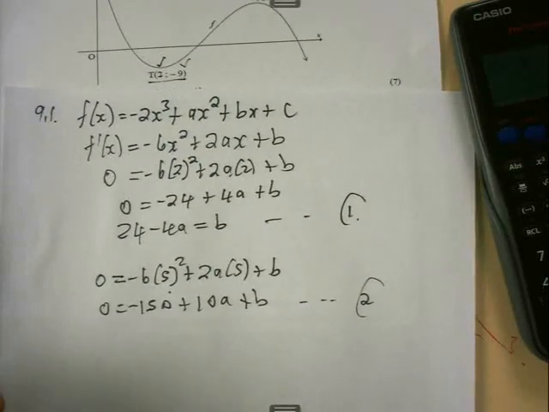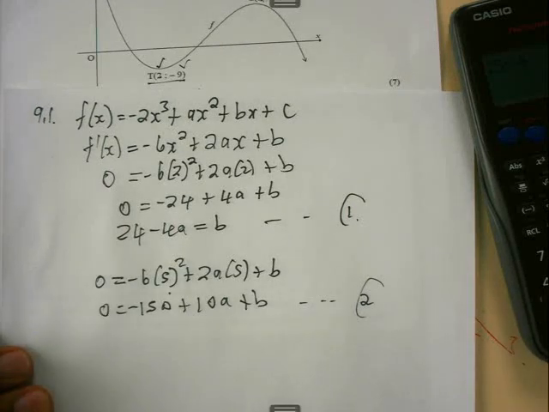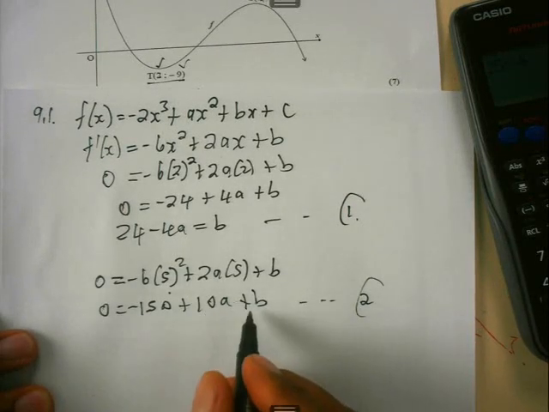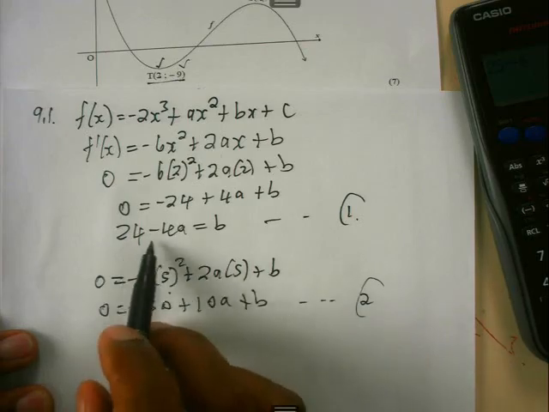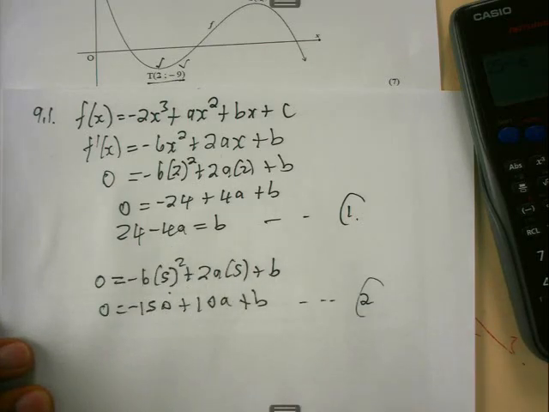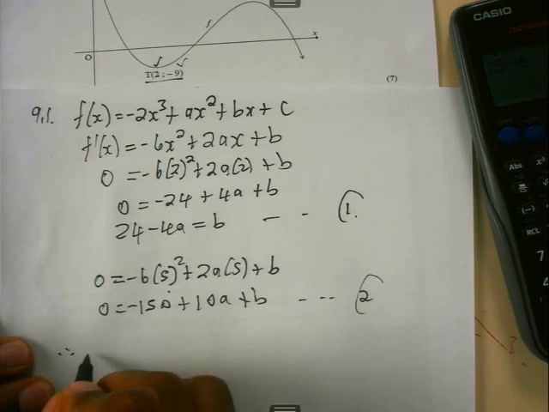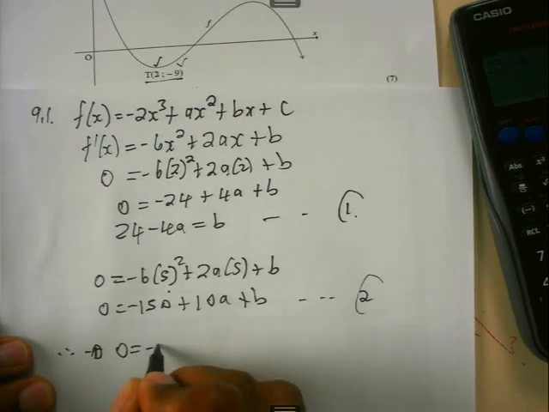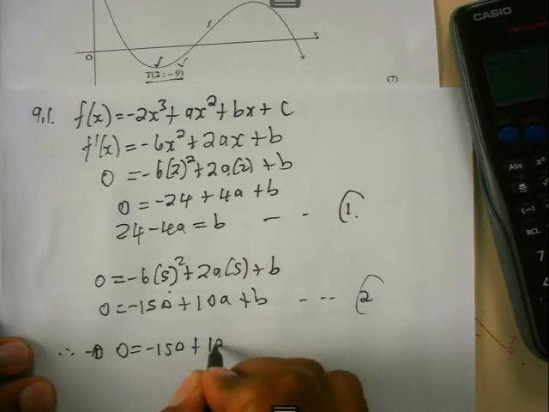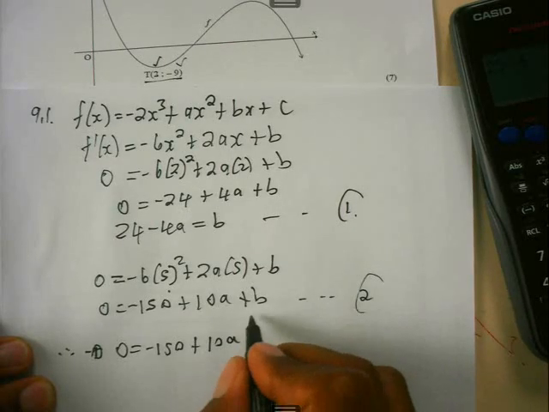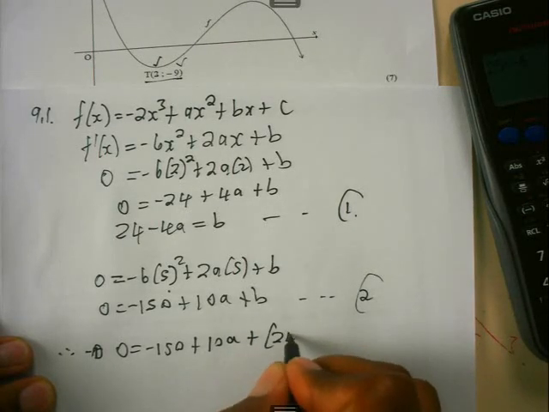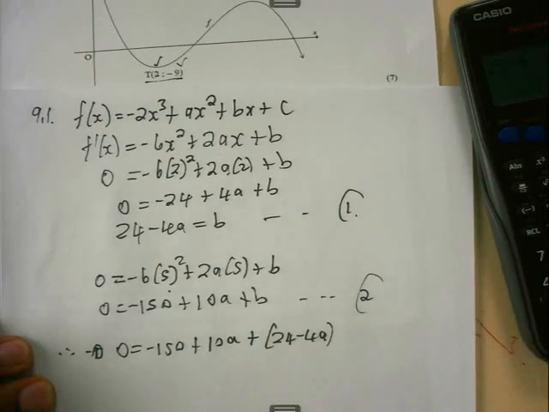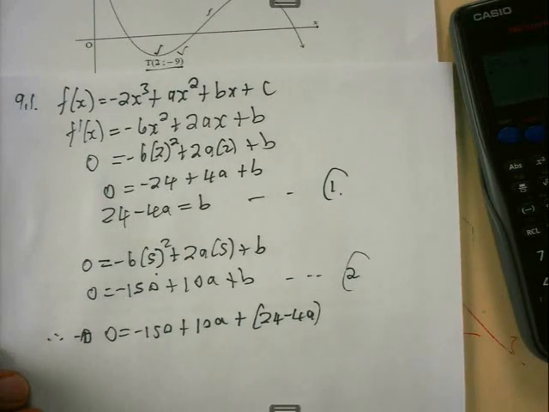Of course, now the next step, what do I do now? I substitute b with 24 minus 4a. Of course, we'll therefore have 0 equals minus 150 plus 10a plus b. What is b? We substitute b with 24 minus 4a. From here we solve.